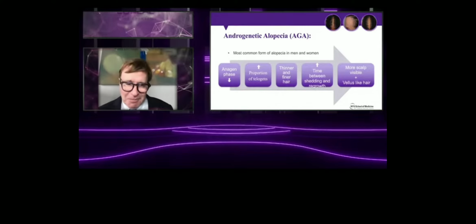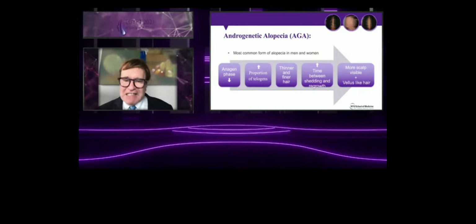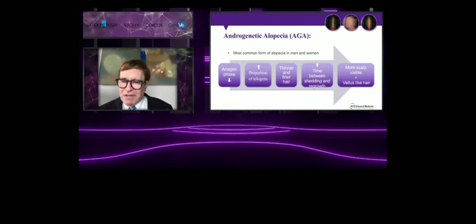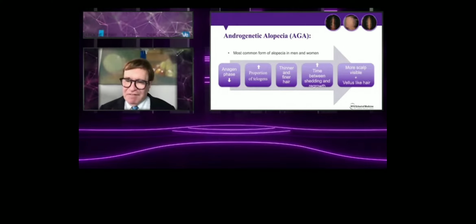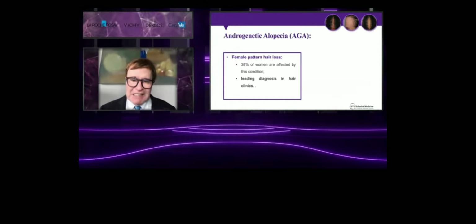And what we talk about is the most common form of alopecia in men and women is androgenetic alopecia, where the anagen phase, the growing phase, decreases, the proportion of telogen hairs increases, the hair gets thinner and finer, the time between shedding and regrowth increases, and the scalp becomes more visible, and you get vellus-like hairs. 38% of women are affected by this condition and it is the leading diagnosis in hair clinics.